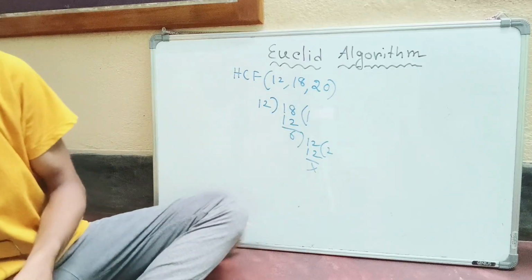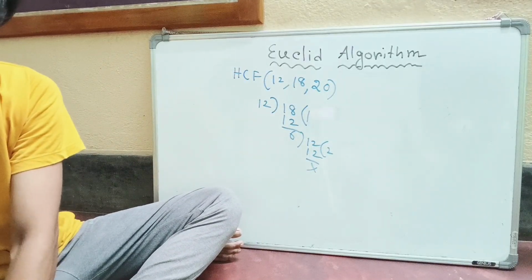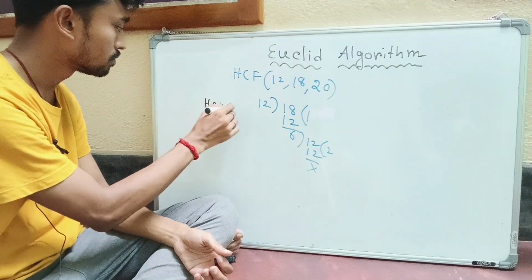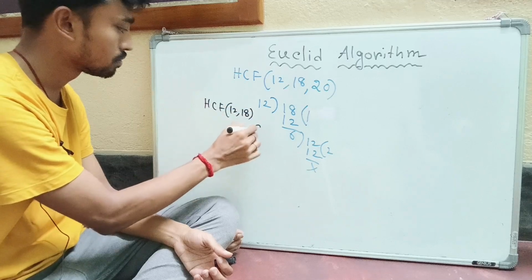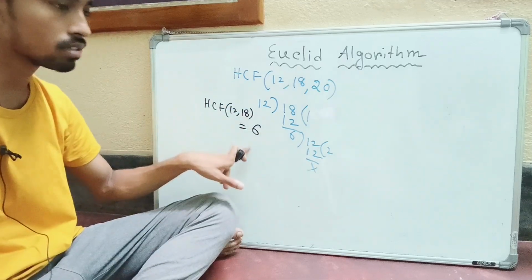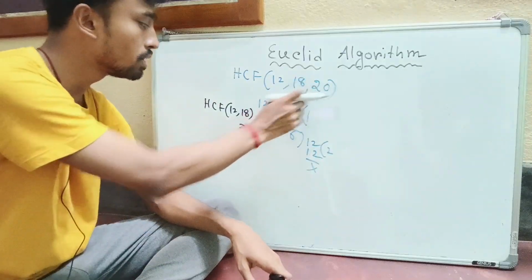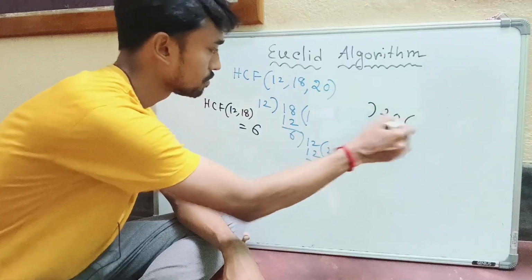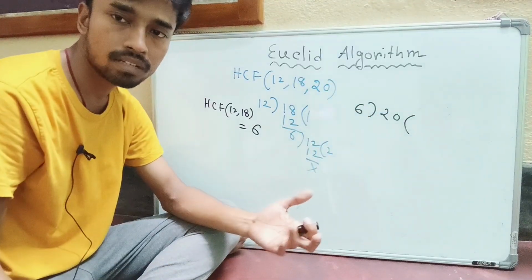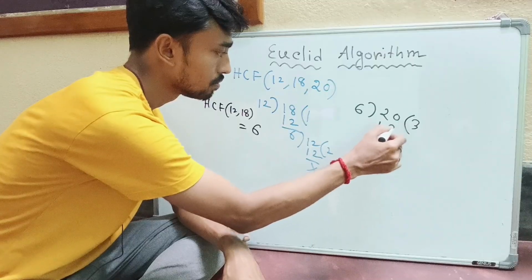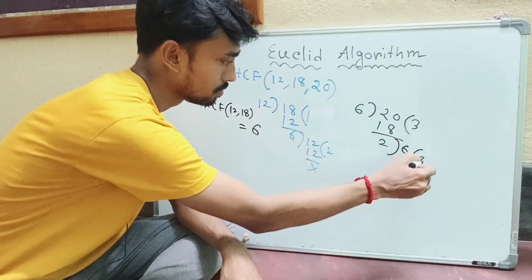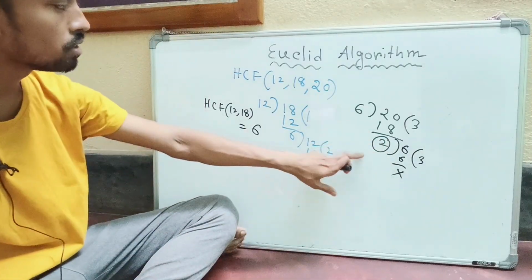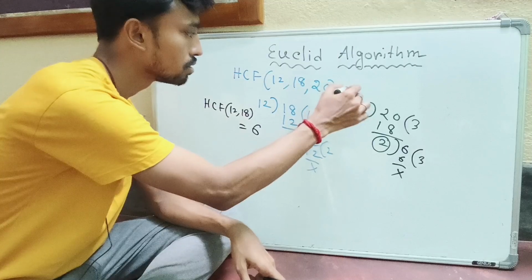So at first write that. HCF of 12 and 18 is 6. Now there is 20. So we should divide 20 by 6. That is actually step 2. Now 6 threes are 18, and the remainder is 2, so we divide 6 by 2. The division ends here, so 2 is the ultimate result. So 2 is the HCF of all three numbers.